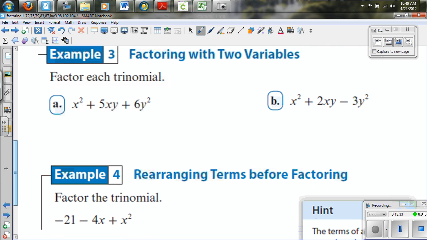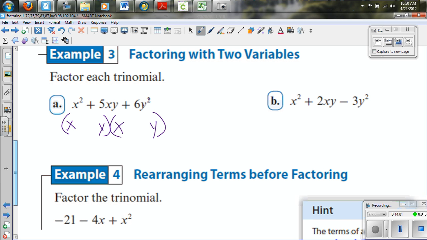Factoring with two variables. So far, all the problems that we've had have had just one variable in them. Now we have two. We do the same process. We still have x times x is x squared. But back here, for the last term, we have y times y is y squared. So these are going to be y's in the back. And then we have to figure out what number goes in front of that y.